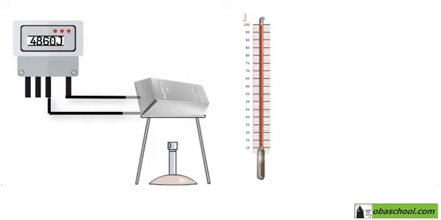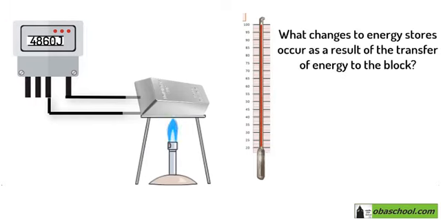The temperature reaches a maximum value of 100 degrees Celsius as the final temperature, and the energy meter reads 4,860 joules as the supplied energy. What changes to energy stores occur as a result of the transfer of energy to the block? When the energy is transferred to the block, its temperature increases and so does its stored energy.